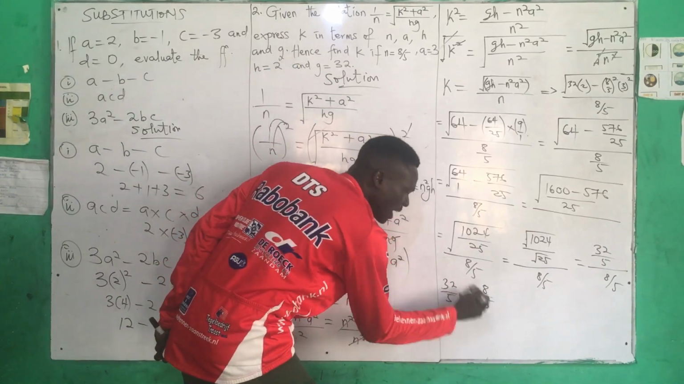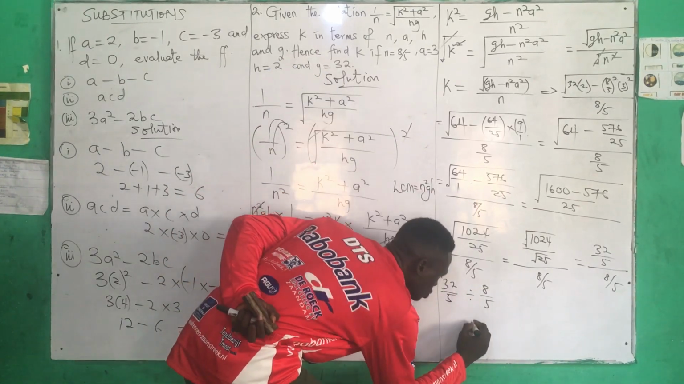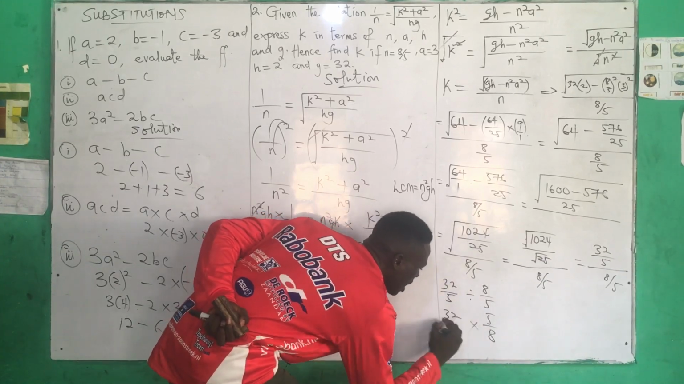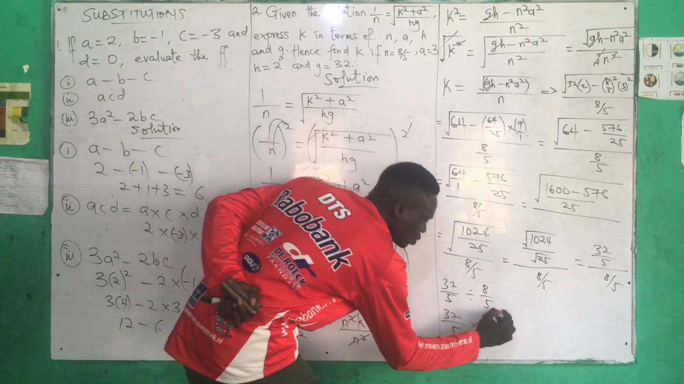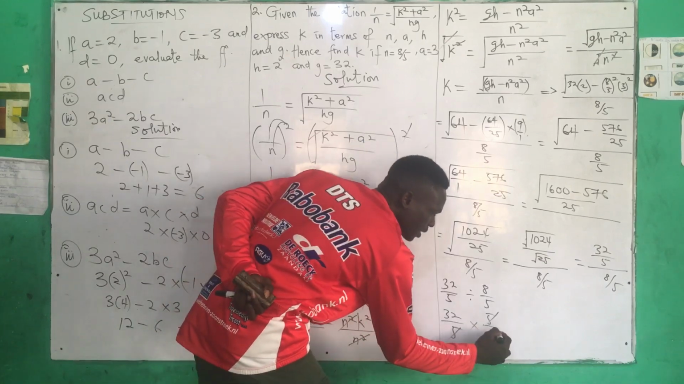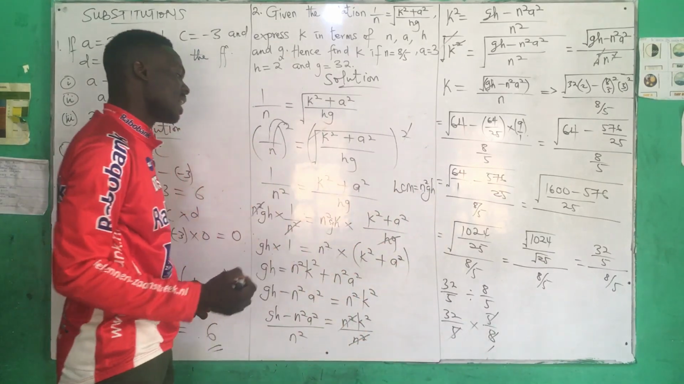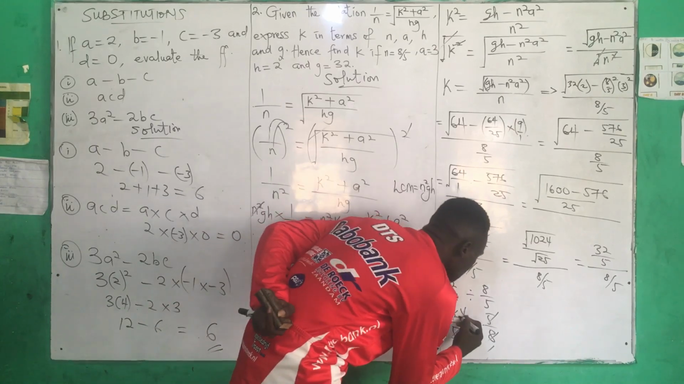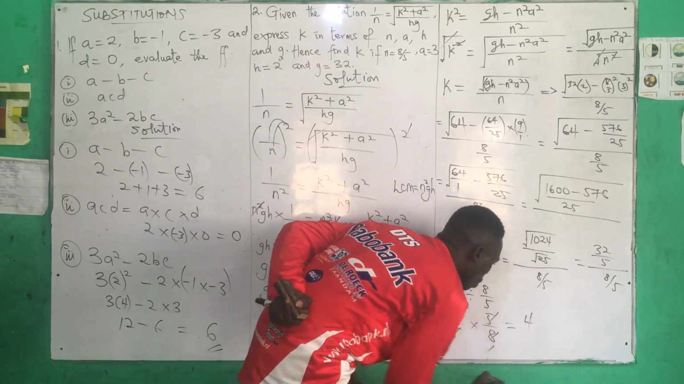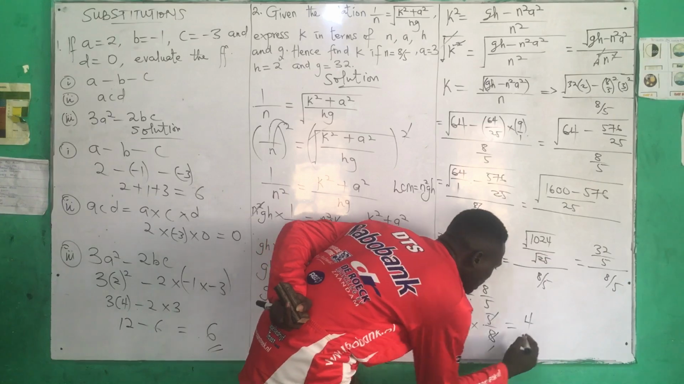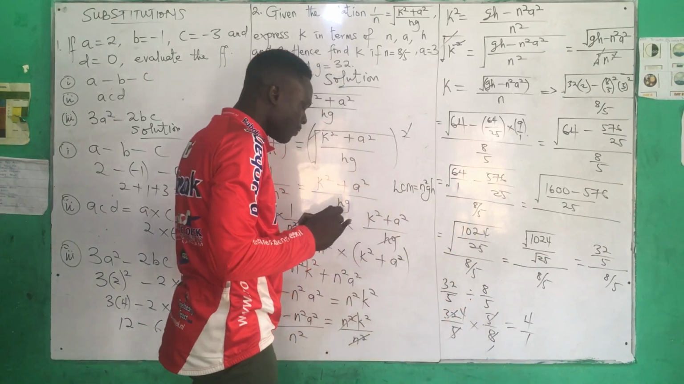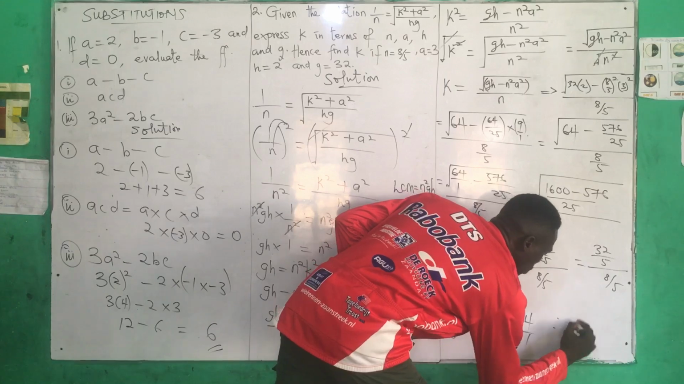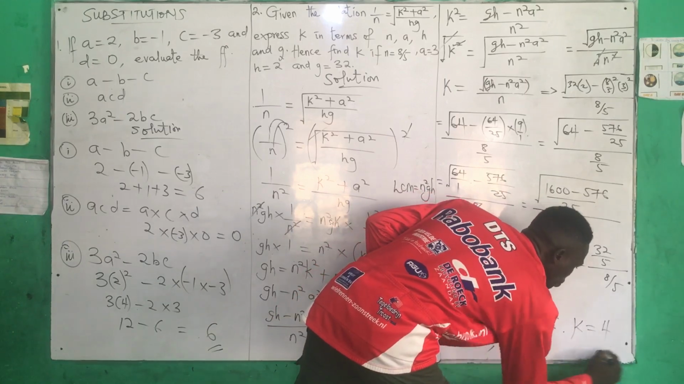What were we told if you are dividing fractions? This changes to multiplication, then you reciprocate this very fraction. So you now have 32 over 5. So 5 will cancel 5. 8 here, 1. Then 8 into 32, 4 times. So you now have 4 times 1, which is 4. Then 1 times 1, which is 1. So our final answer for K is therefore K is equal to 4.